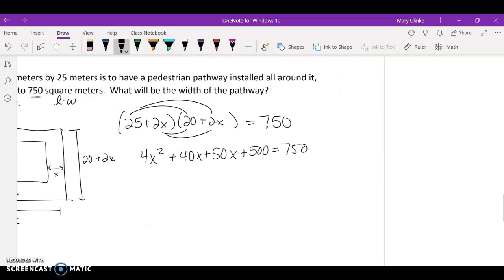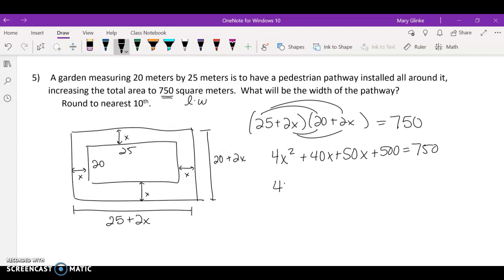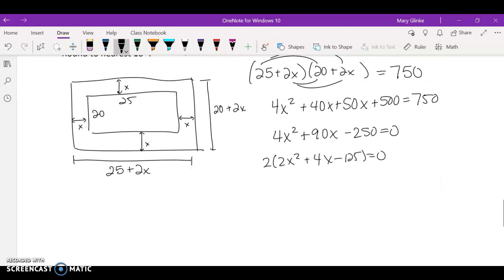Once you distribute it, you get everything on one side. There is a GCF. And then from here, you can continue to factor. Ooh, I dropped my 5. Whoops. Okay, so we get x equals 5/2 or -25.